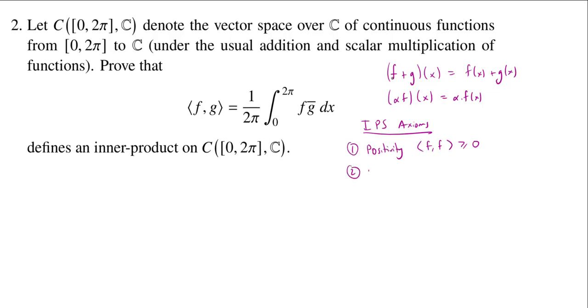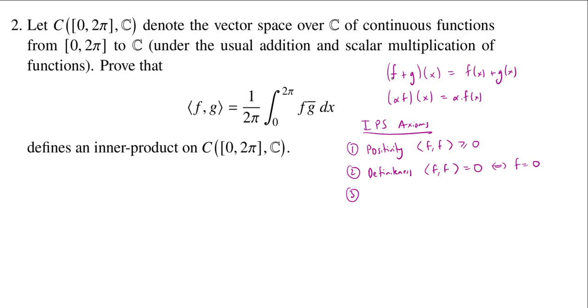The second condition we need to check is definiteness, which says that, well, what if I take this product of f with itself and I get 0? This should happen if and only if f itself is equal to the 0 function.